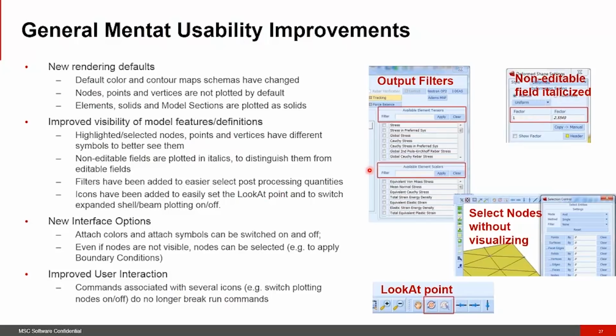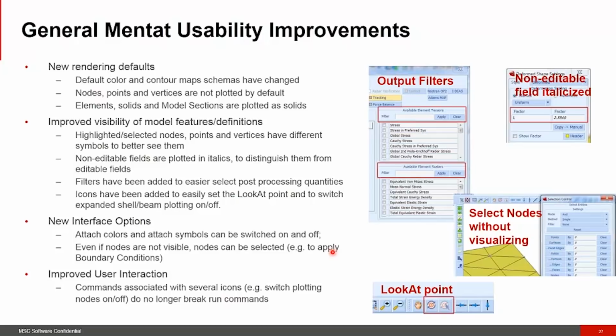Filters have been added to easily select post-processing quantities, and we started there, and we hope to extend these filters further. And icons now to set the lookout point. This is a commonly requested thing for many years, this ability to set that lookout point for the center of rotation. And now we have a very simple operation. You just click that icon and then go to the thing you want your center of rotation to be about and select it, and you can change that.